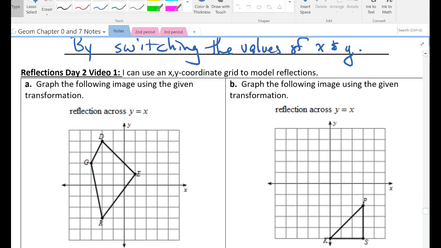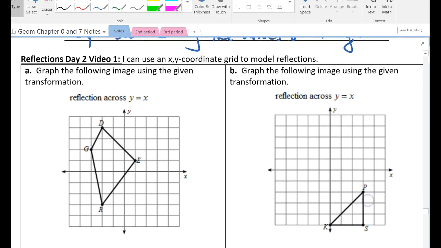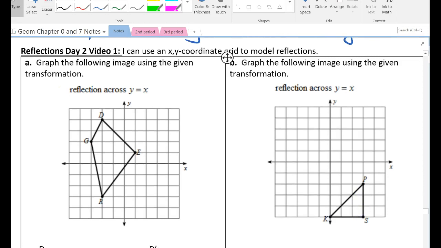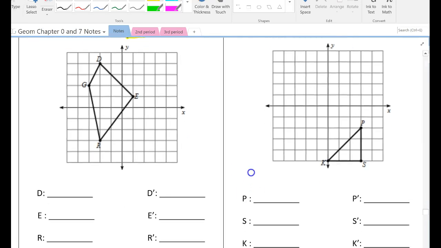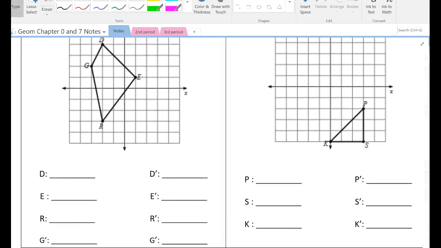So let's take a look at this first example here. I can use an XY coordinate grid to model reflections. We want to graph the following image using the given transformation. So we want to reflect over y equals x. Okay, so we already figured out in order to do this, we're going to flip-flop the x and y. So let's start by figuring out what the coordinates of our original points are. So we've got point D here is negative 2, 4. So D prime, we're just going to flip those. It's going to be 4, negative 2. Notice the signs didn't change.